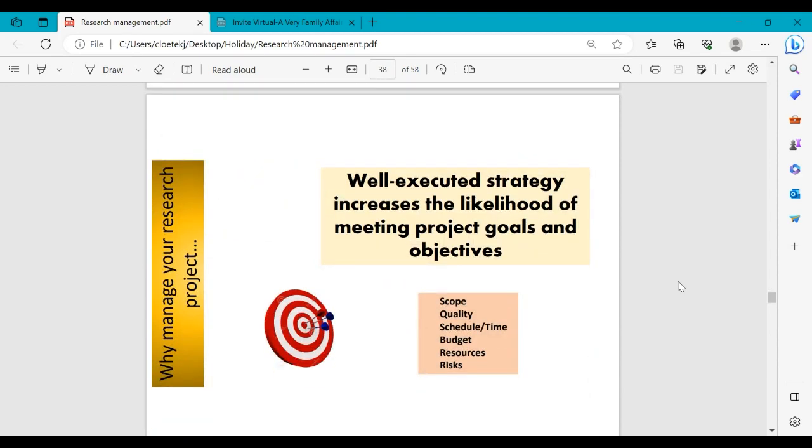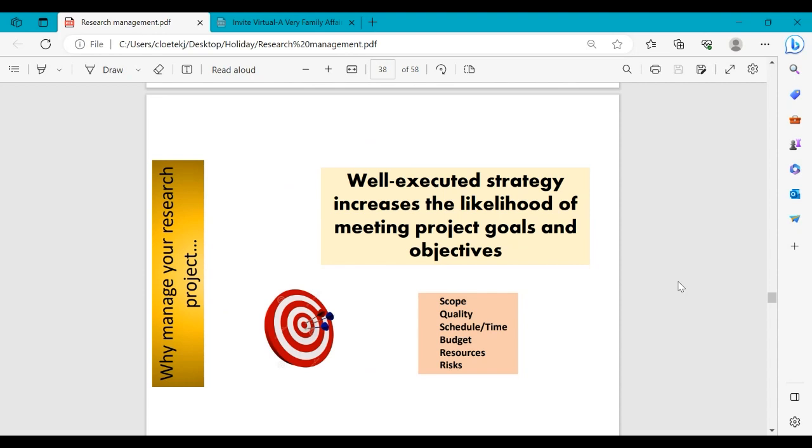So now, when you're thinking about how you're going to manage your project, it's very important actually, because a well-executed strategy increases the likelihood of meeting your project goals and your objectives. So right at the beginning, when you start planning your project, you have now your research idea, you have your supervisor. Now you need to start planning it. Now you need to think about things like the scope of your project.